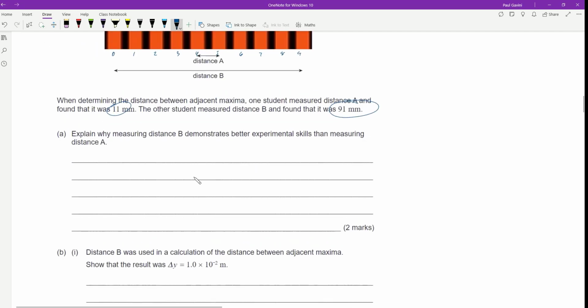So question number 1, explain why measuring distance B demonstrates better experimental skills than measuring distance A. Well, if you make an error by 1 millimeter here, it is going to be far larger than if you make a 1 millimeter measurement error there, because then that's going to be divided by 9, so that's going to be less significant effect on it. So just put this in words.